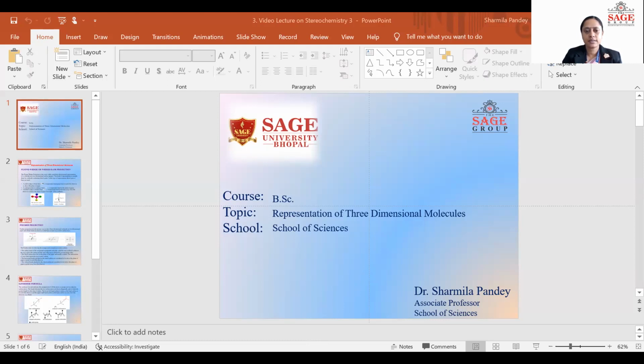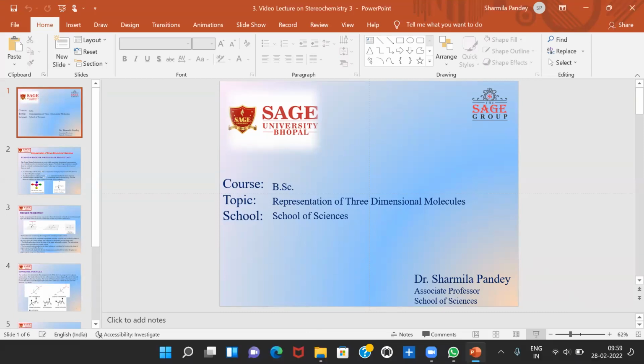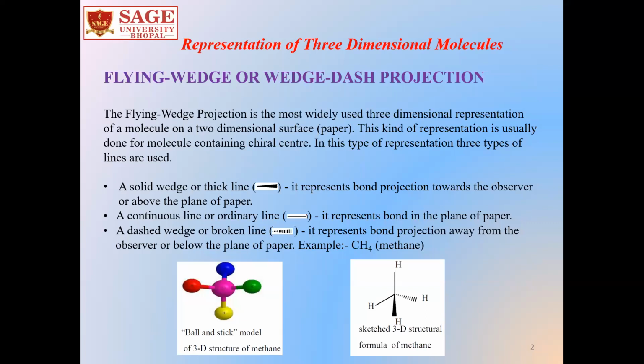Today I will discuss the representation of three-dimensional molecules in stereochemistry. There are a few ways by which we represent three-dimensional molecules. The first one is the flying wedge or wedge-dash projection.